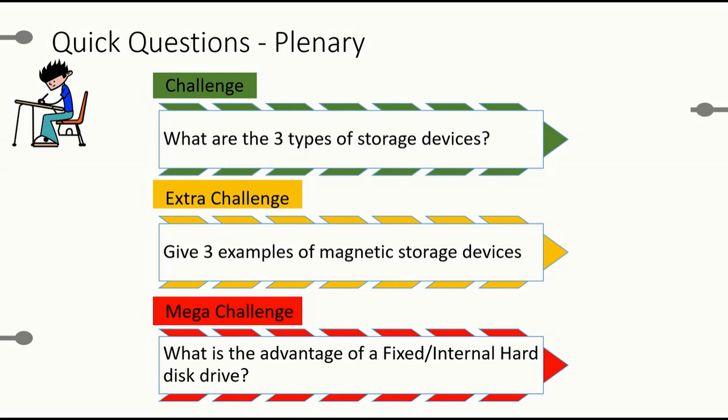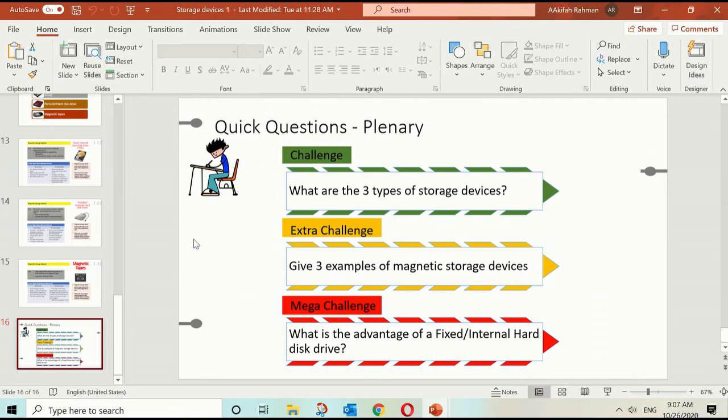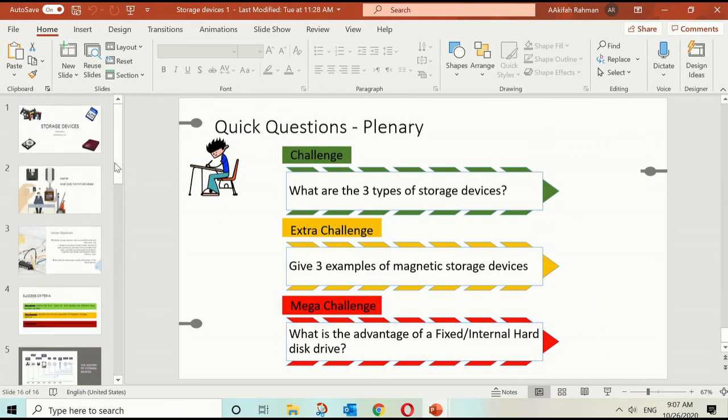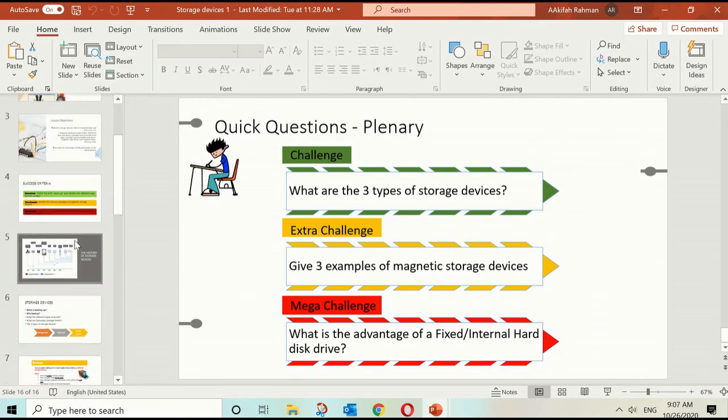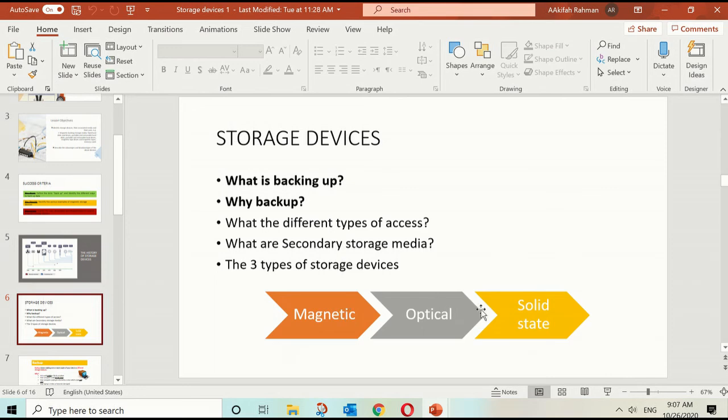The quick questions we have for today. The first challenge question is, what are the three types of storage devices? So let's look back at the slides and see what are the three types of storage devices. The first type is a magnetic storage device, which is the one we discussed today. And in your next lesson, we will discuss optical storage devices and solid state storage devices.